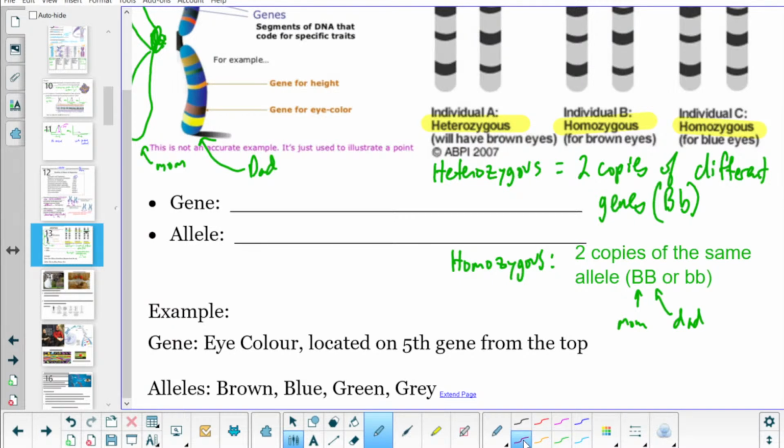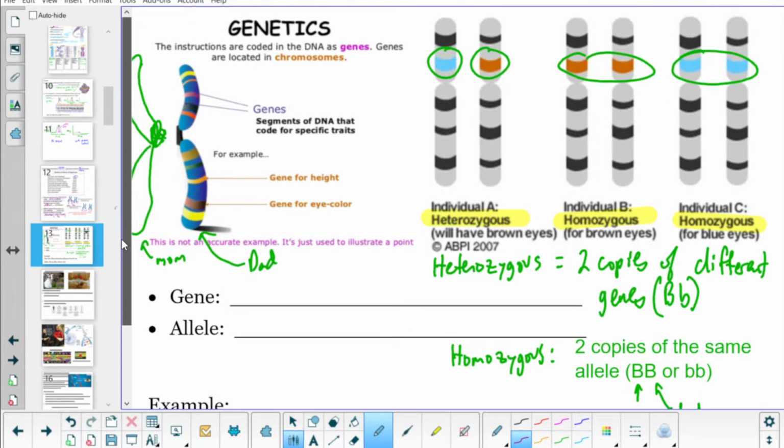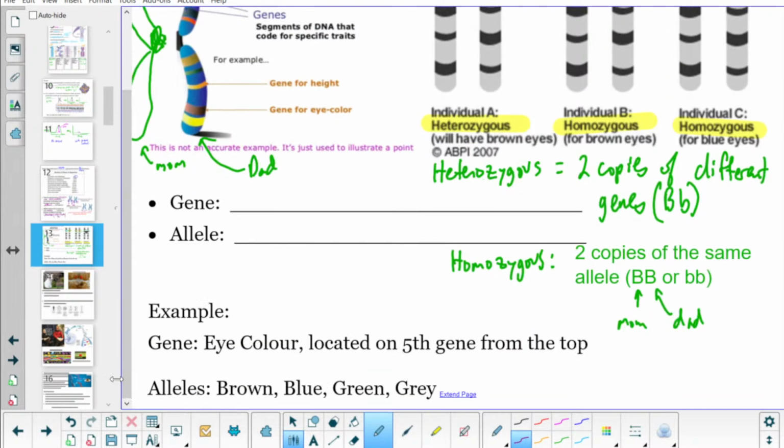An allele, I think we already defined. Didn't I define that somewhere? No. Okay. Two or more versions of a gene at a location on a chromosome.